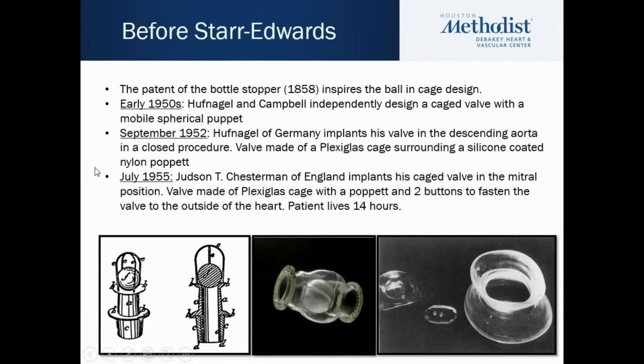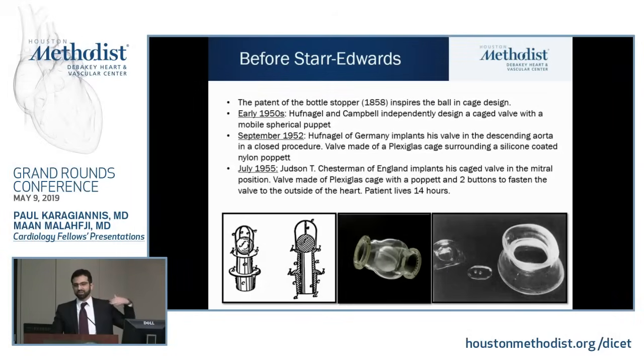Now, there were multiple other people who actually had done valves and had been working on this. So the patent of the bottle stopper, 1858, inspires this ball and cage design, and a surgeon by the name of Hufnagel implants this successfully in the descending aorta. He initially used a plexiglass cage, and it was made out of a silicone-coated nylon puppet. And the silicone coating happened a little bit later. When he didn't use the silicone, the valve was so loud that people could hear it from across the room.